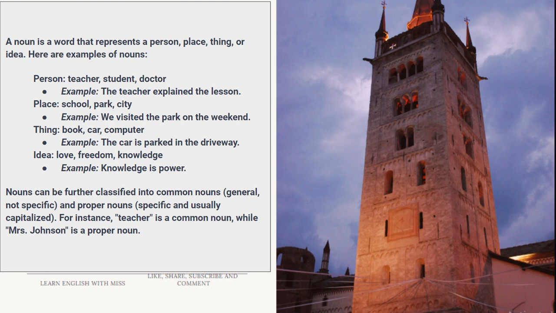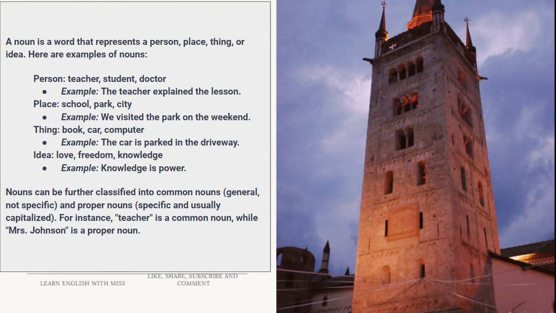Thing can be a book, a car, or a computer. Here is an example sentence. The car is parked in the driveway. Idea can be in the form of love, freedom, or knowledge. Here is an example. Knowledge is power.